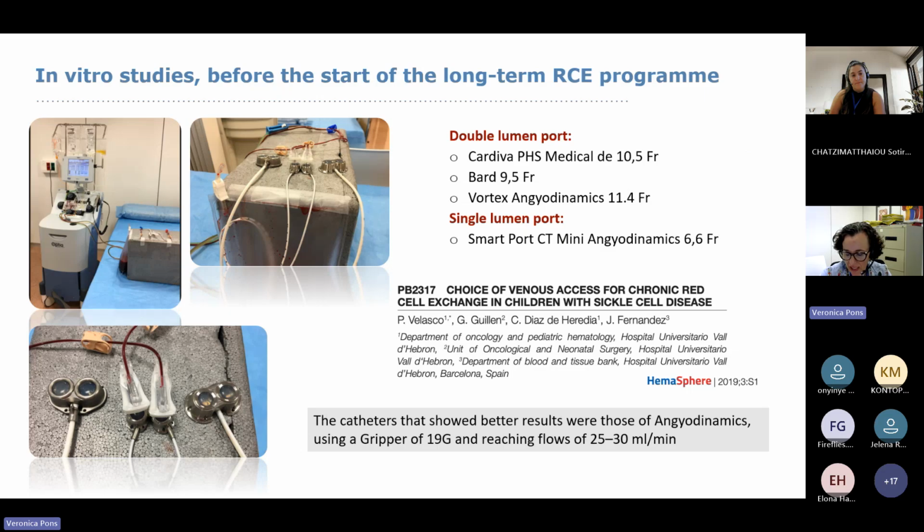Here, together with Dr. Velasco from the Pediatric Hematology Department, we performed some experimental studies with 3 double lumen ports and 1 single lumen port, as you can see in the slide. The results were presented at the European Hematology Association Congress. The catheters that produced the most favorable results were those manufactured by AngioDynamics. In these catheters, we use a 19 gauge gripper to achieve a flow rate of 25 to 30 milliliters per minute.